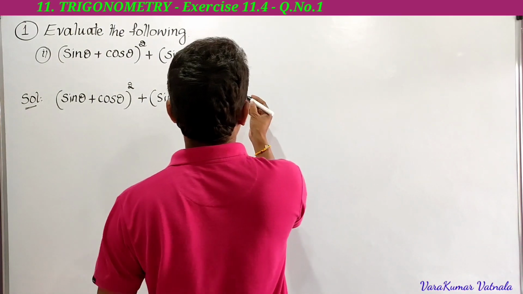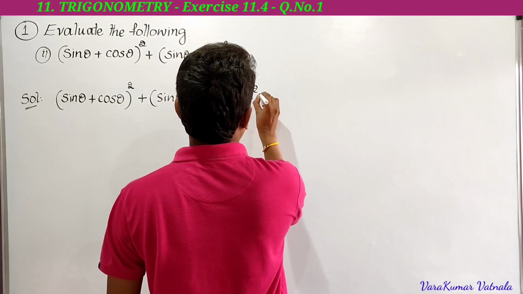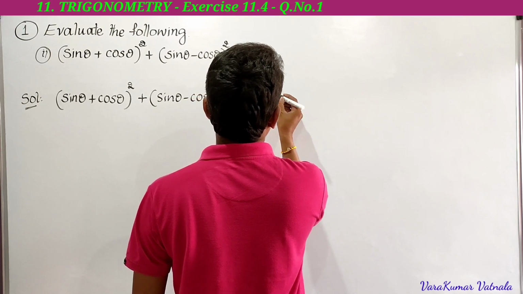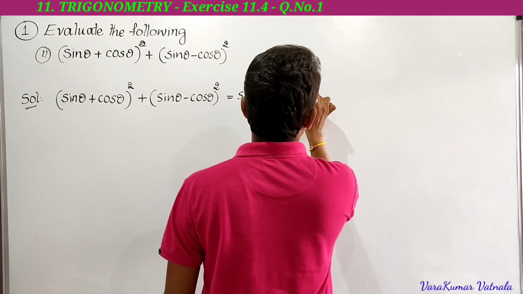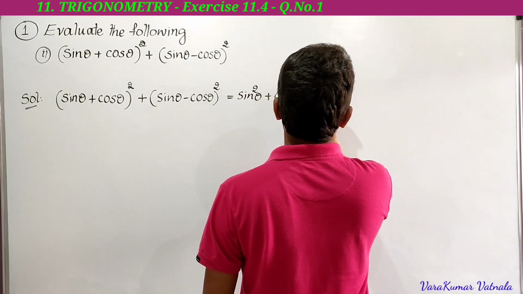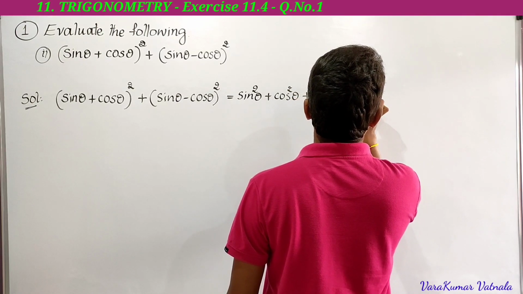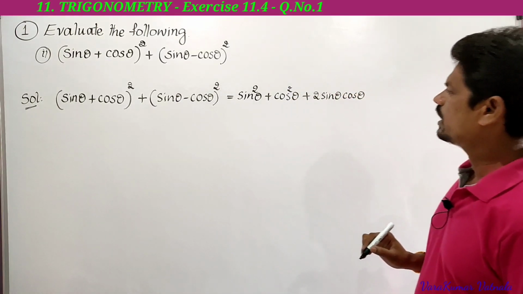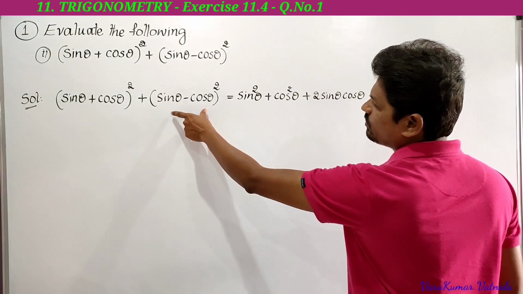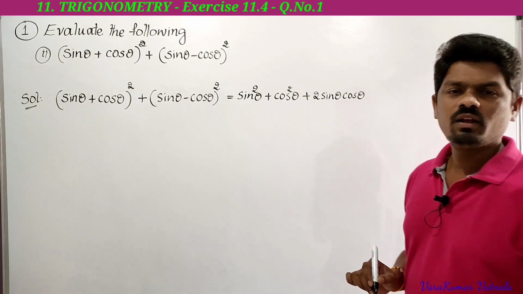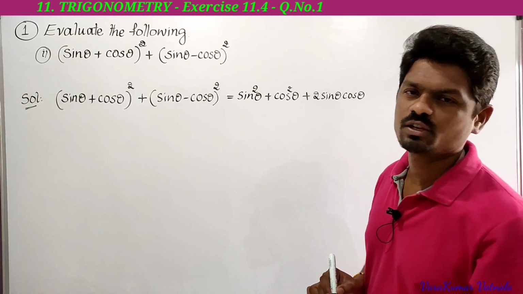So a square, that is sin square theta, plus b square, that is cos square theta, plus 2ab, that is 2 sin theta into cos theta. So here we have used the a plus b whole square formula. So the second one is in the form a minus b whole square. So we have a minus b whole square equal to a square plus b square minus 2ab.